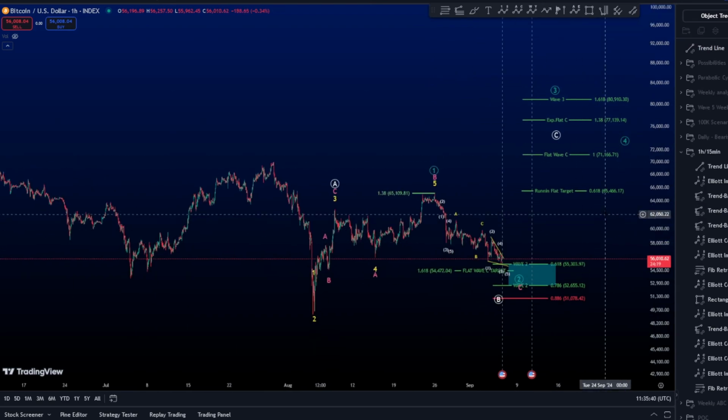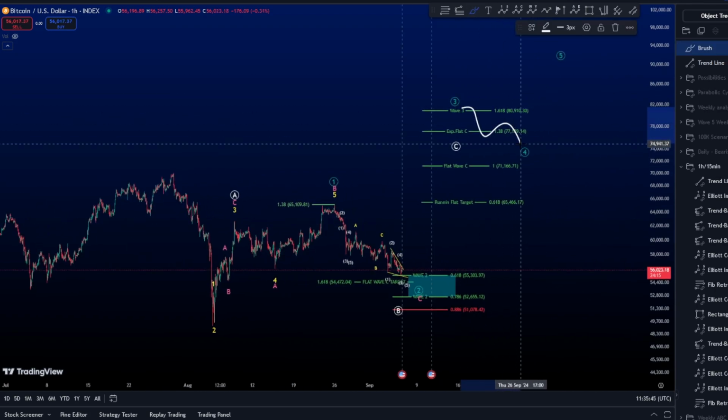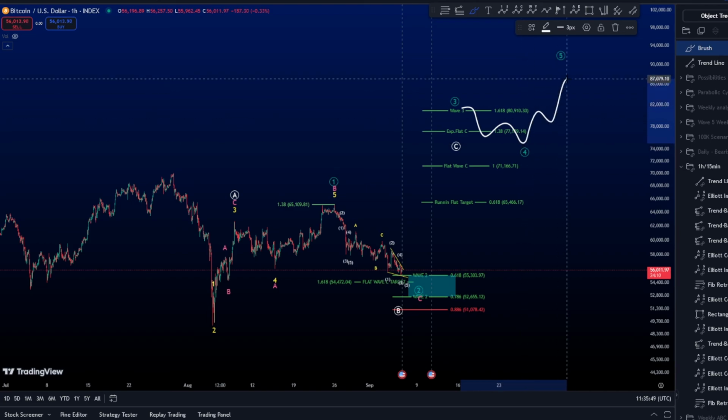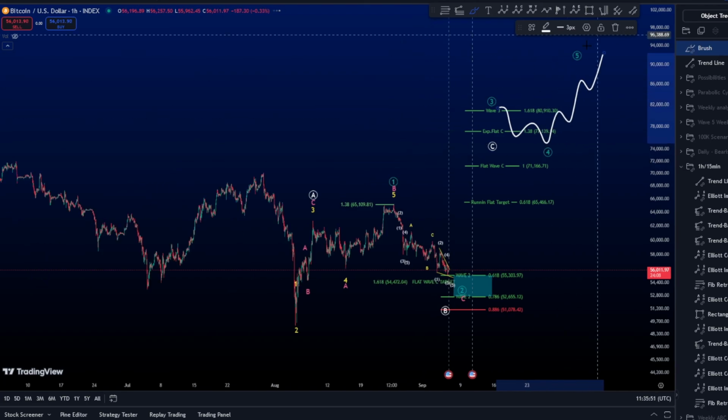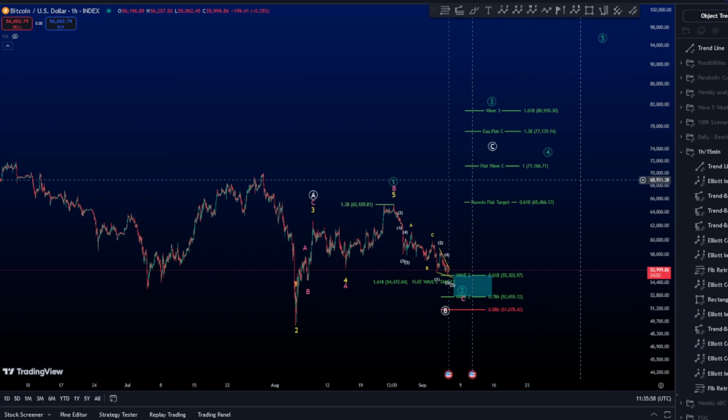Now, after that, we definitely want to see a massive correction towards the downside, looking for wave 4, and after this, looking for finishing this wave 5 towards the upside, probably around the 100K scenario that we have spoken about before.